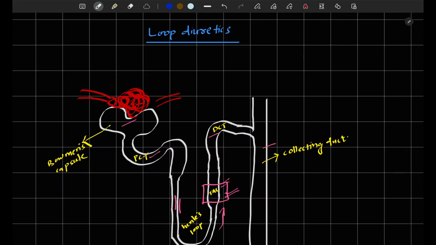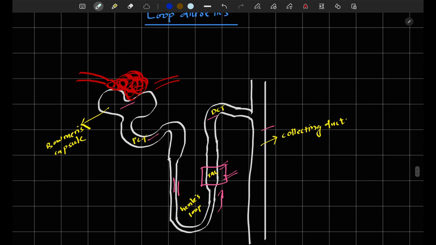So the topic today is loop diuretics. What are diuretics? Diuretics are agents which increase the amount of urine in our body. Along with urine, they also increase the excretion of sodium, chloride and some other ions. Before going into loop diuretics, we need to see some basic anatomy and physiology.